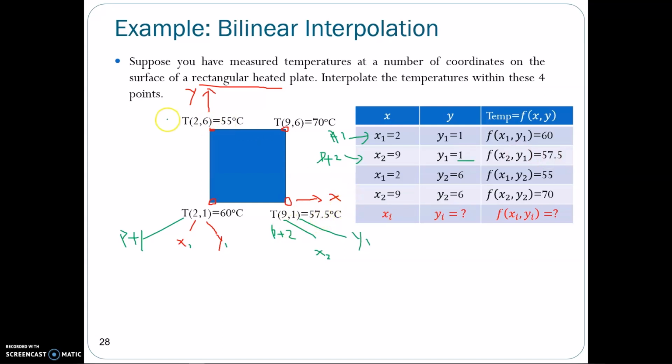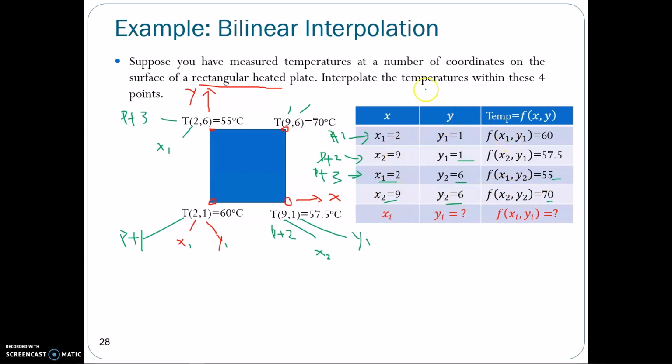You continue with point 3 here, where you can see the x1 remains the same at 2. So this is your x1 here. And your y1 changed to y2, from 1 to 6. And the temperature function here is 55. So for the last point, you have the x2 and y2, which is these 2 points, and the temperature is 70 degrees Celsius. So these 4 points are given.